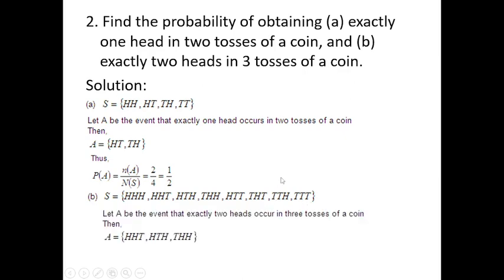So, meron tayo ngayong event B, o event A ulit. Sige, let A be the event that exactly two heads occur in three tosses of a coin. Exactly two heads. So, meron tayo ditong head, head, tail, exactly two heads. Head, tail, head, exactly two heads. Tail, head, head, exactly two heads. And no more. So, meron tayong 3, right? So, 3 divided by 8 siya. No? Bilangin natin yung sa event A, 3 outcomes. Bilangin natin yung sa event S, 8 outcomes. So, 3 over 8.